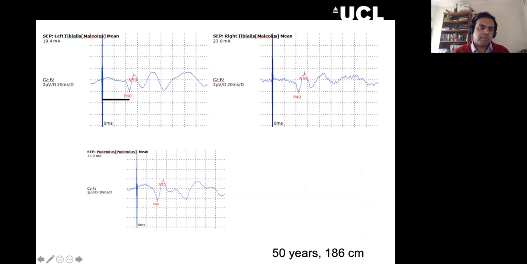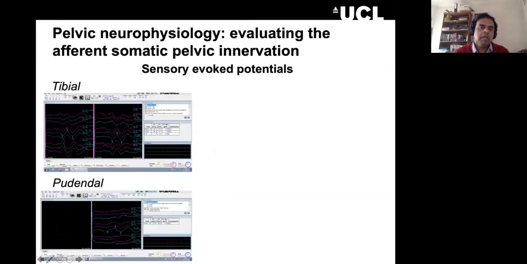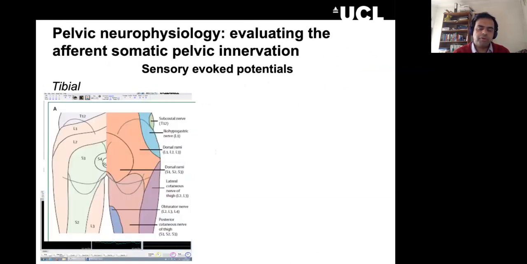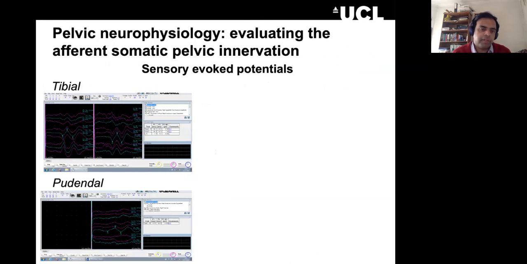What you can find in this man, when the dorsal penile nerve is stimulated, is that the pudendal SEP is a similar W waveform, and the downward deflection is at 40 milliseconds. We don't fully understand why the pudendal SEP is of a similar latency as the tibial SEP. The distance is shorter, so you'd expect it to be sooner than roughly 40 milliseconds, but this is what we find. Now, the challenge with pelvic neurophysiology is that there are very few nerves to study. There's only the pudendal nerve, and that's it.